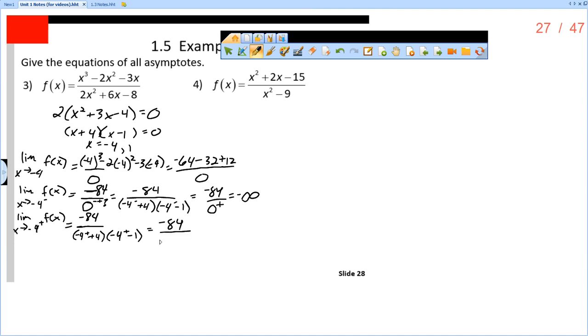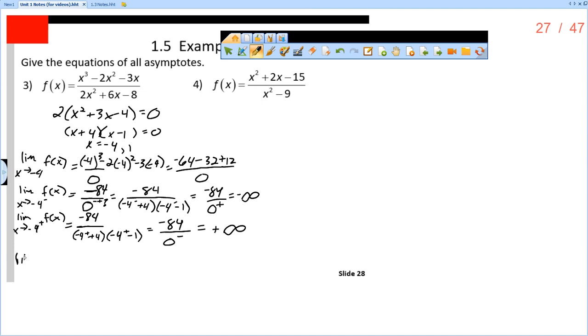So that means I get a -84 divided by 0, but from the negatives, right? Positive number times a negative number is a negative number. And so I have a negative over a negative gives me a positive infinity, right? So once again, that is another verification that there is, in fact, a vertical asymptote at x equals -4. So we'll write that in just a moment.